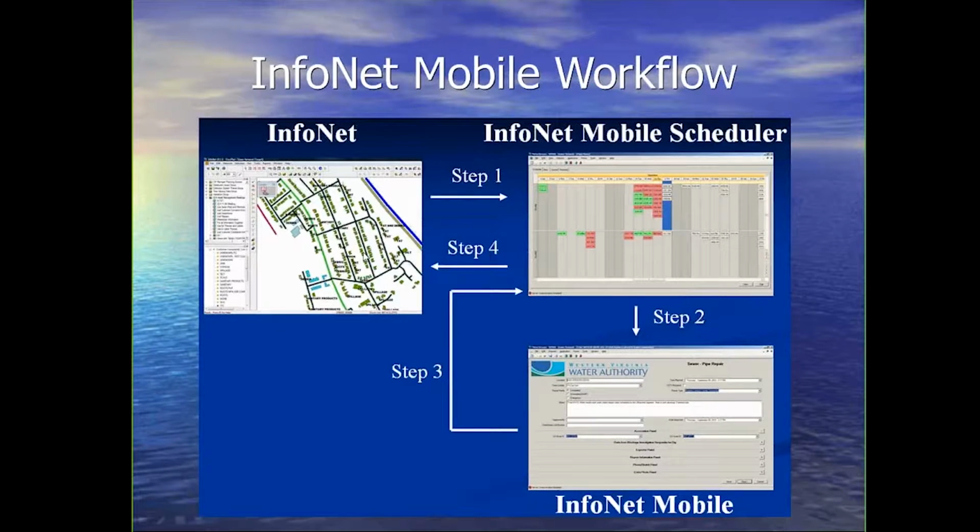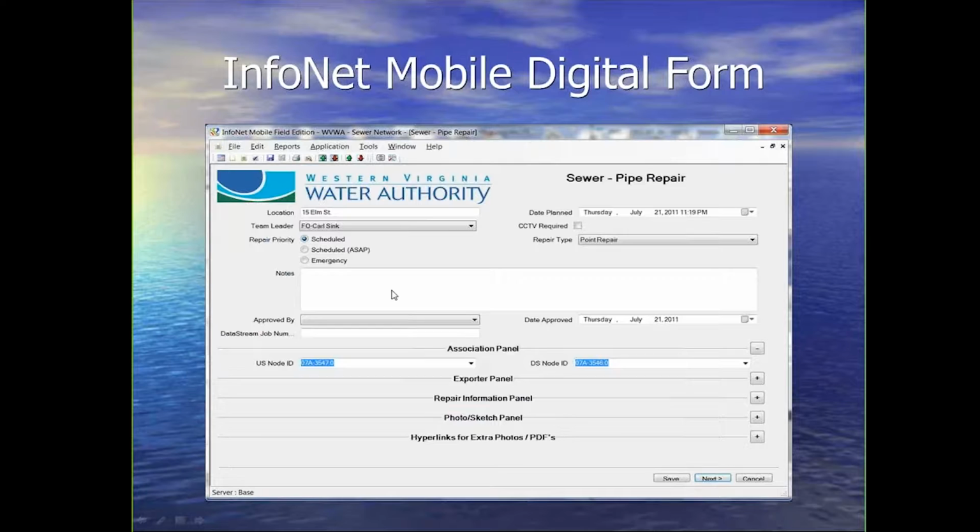And the way Infonet works is we can raise a work order here on a pipe repair, and commit that to the system. It goes into the Infonet Mobile scheduler, which the guy in the field can click on one of these work orders here and open up the work order. And in turn, they fill in the data on the repair or the incident that they're reporting on, and send that back up to the system, and within 2 minutes I can see it here in my office. This is an example of one of our digital forms.